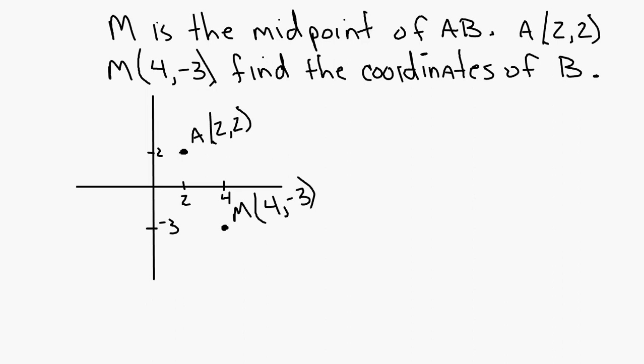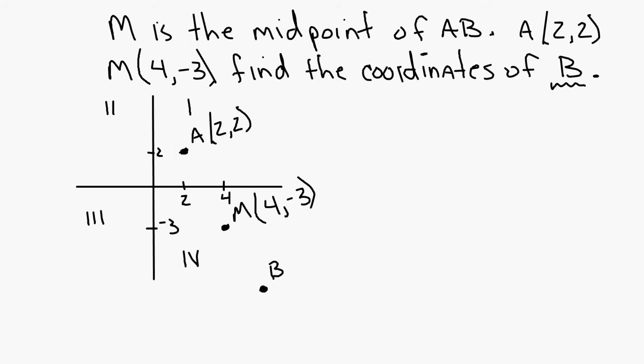We're looking for the coordinates of B. So what quadrant will that point B be located in? Remember, this is quadrant 1 and 2 and 3 and quadrant 4, right? It's going to be located down here somewhere, isn't it? If A is the end and M is the middle, then B is going to be down here somewhere.